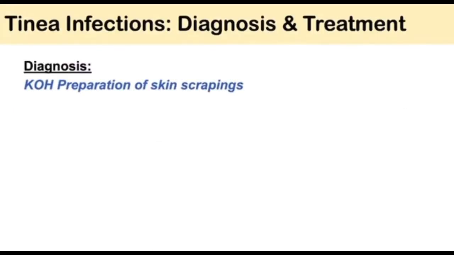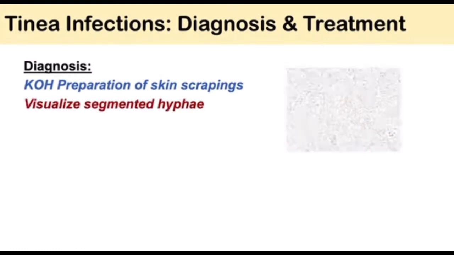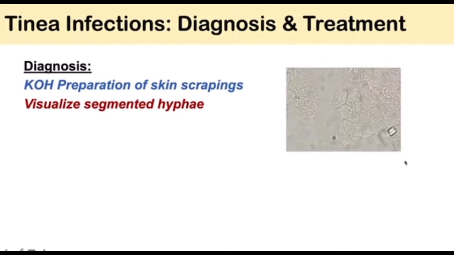Diagnosis involves doing a KOH preparation of skin scrapings. What you would see is segmented hyphae. You'd see an image like this, and you would see these segmented hyphae like so. A lot of times we don't do this. We may just do a clinical diagnosis of the tinea infection.